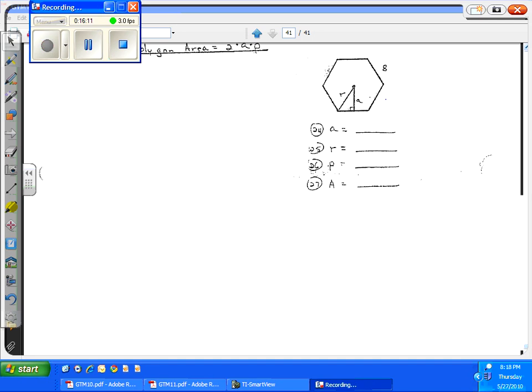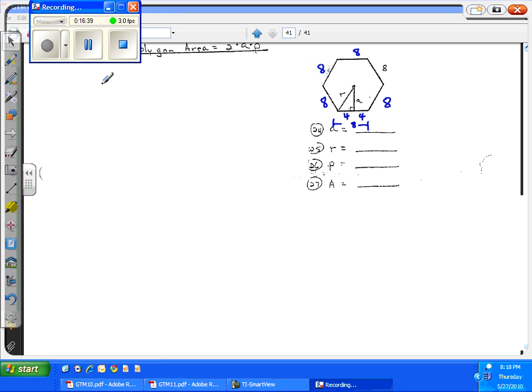In a regular polygon, all of the sides and angles are equal. So if one side is 8, the rest of the sides are 8. The bottom is 8. We know that the apothem bisects a side, so that's 4 and 4. We know that the radius bisects an interior angle, but we don't know an interior angle yet.